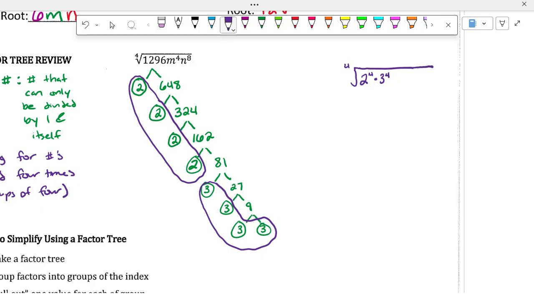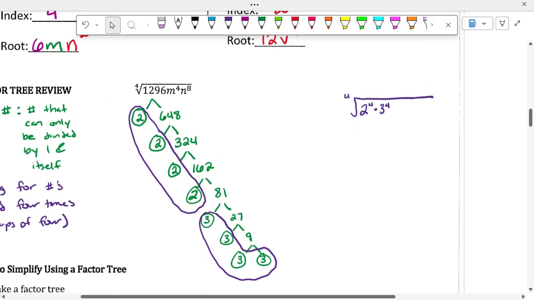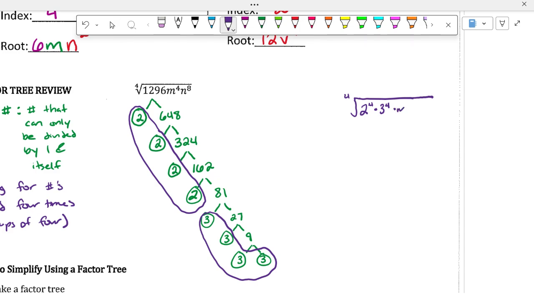All right. Now, m to the fourth. M to the fourth, how many m's actually are there? 4. All right, so we're going to still put m to the fourth. And n to the eighth, we know that's also going to have 2 sets of 4 because there's 8 n's.